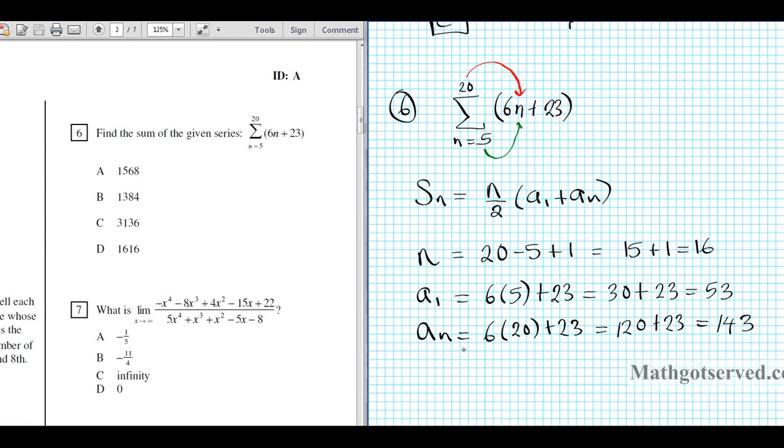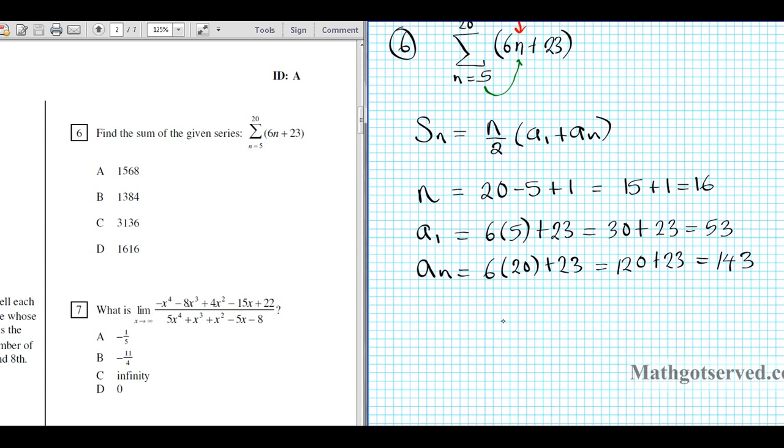All right, so what we're going to do is put all these together into the formula. So we're going to have S of n is going to be n over 2, 16 over 2, times a1, 53, plus an, 143. It's basically going to be 8 times 196. All right, let's compute that with our calculators.